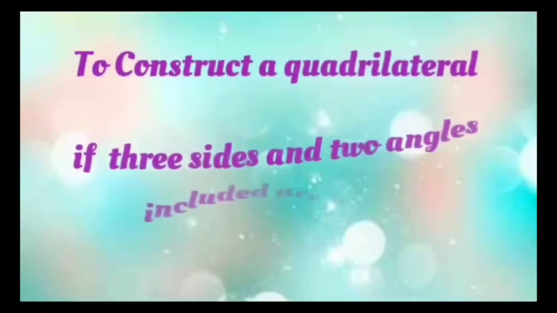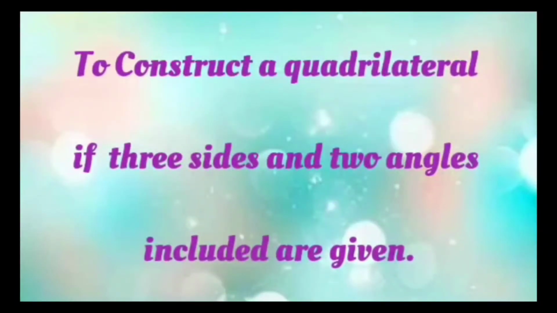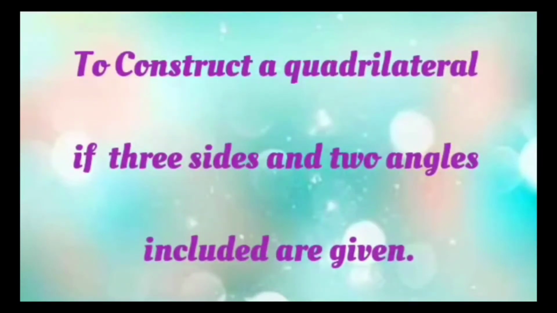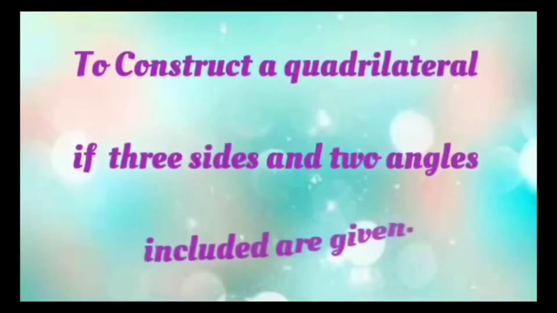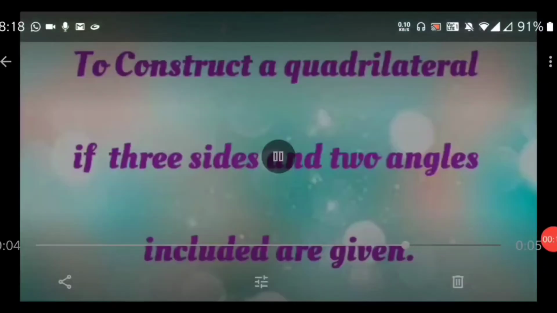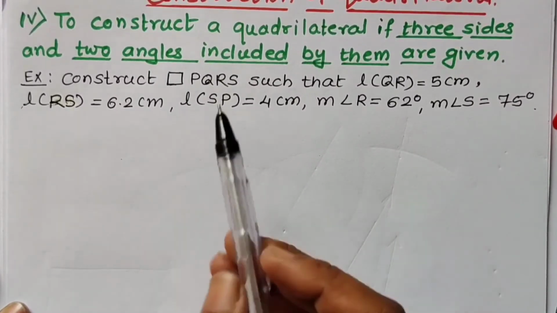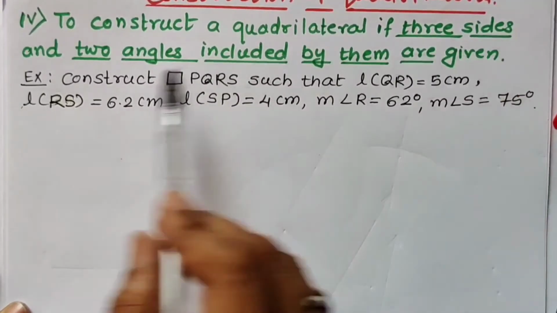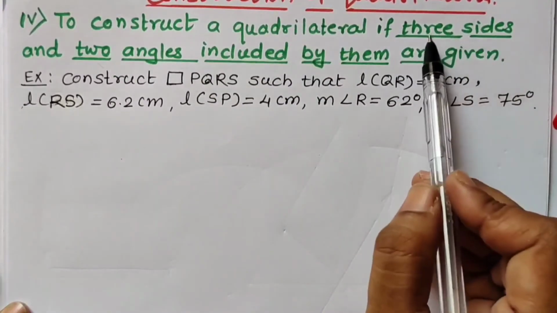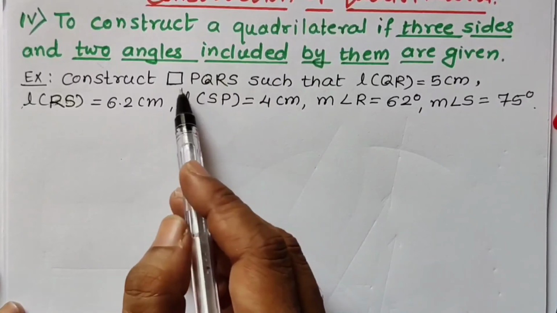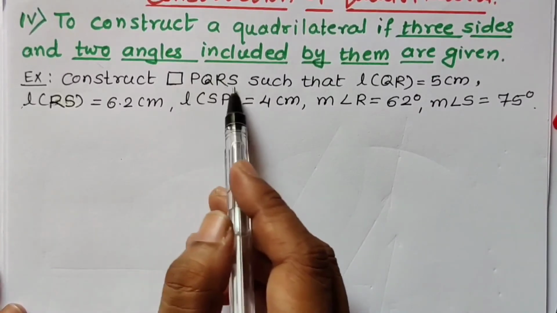Construction number 4. To construct a quadrilateral if 3 sides and 2 included angles are given. Total 5 elements are given. So let us see this 4th type of construction of quadrilateral, where 3 sides and 2 angles, again 5 elements, are given. We have to construct quadrilateral PQRS.